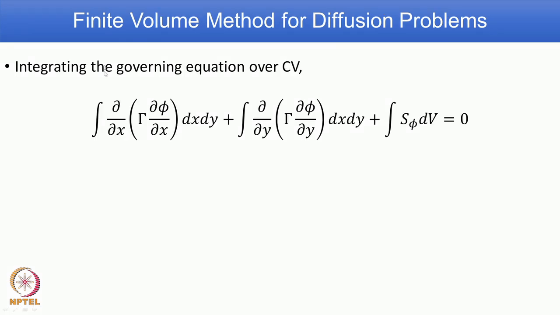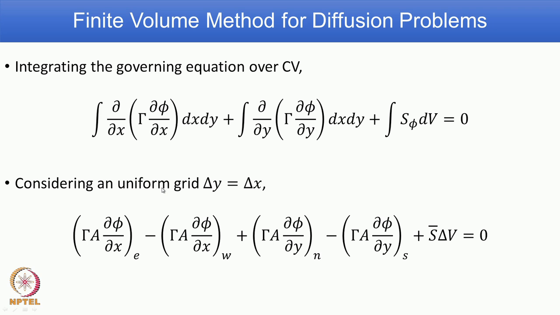Now that we have described the control volume and terminologies for the two dimensional situation, let us go to the procedure of getting the discretized equation for the two dimensional equation. When you integrate the governing equation over the control volume, that is what is shown here. Let us now do the first term, that is the derivative in the x direction. For the sake of simplicity, you consider a uniform grid, delta y equal to delta x.